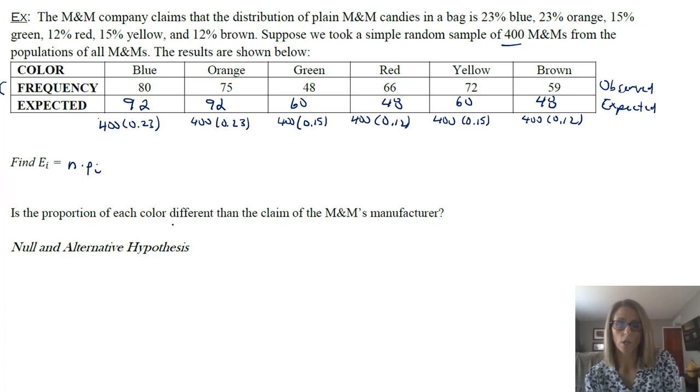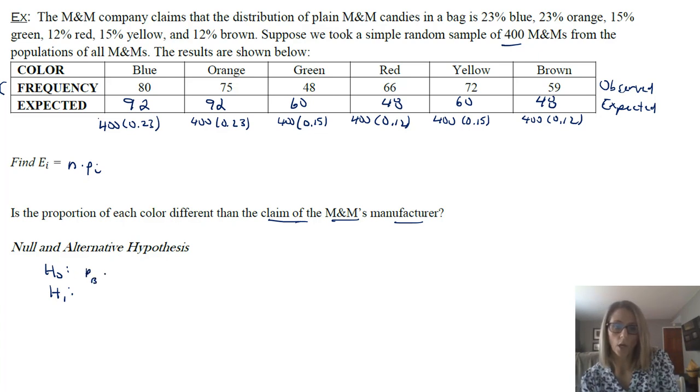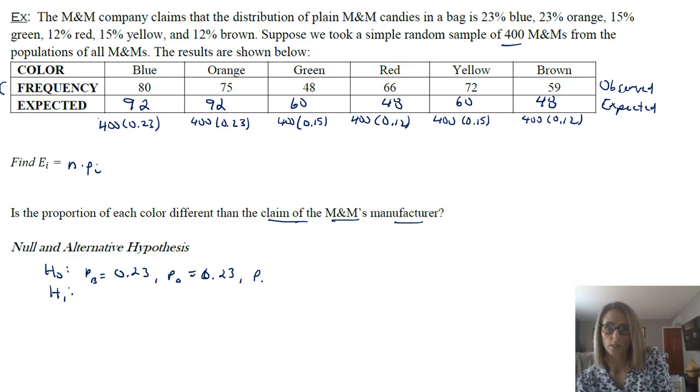So is the proportion of each color different than the claim of the M&M's manufacturer? Understand that the claim is that it follows that distribution that you see up there. We've already written this down. We actually wrote it down on one of our first pages, but it's simply that the probability or proportion, however you want to say it, of blue is 0.23, and for orange is also 0.23. So I'm writing out all the different proportions here along with what the M&M's company claims.